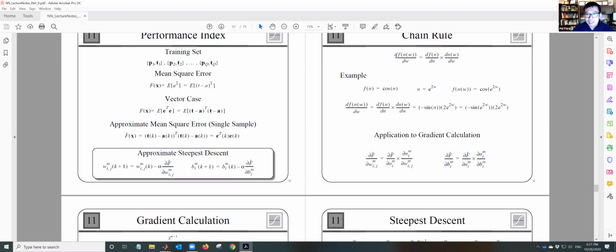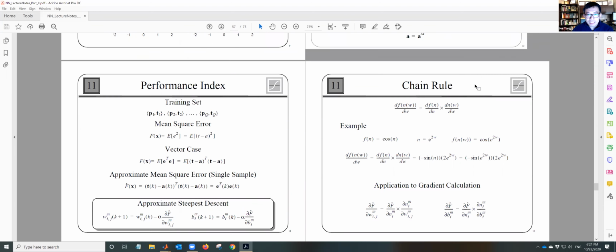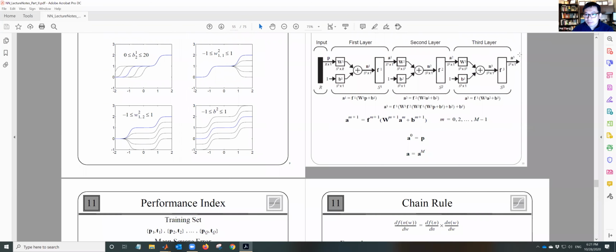So this is the idea. In order to do the gradient, if you know the performance index, you can calculate the gradient with respect to this W and this B. And how are you going to propagate it back to this W and this B? But you can propagate back because this is a function of function, a nested function.